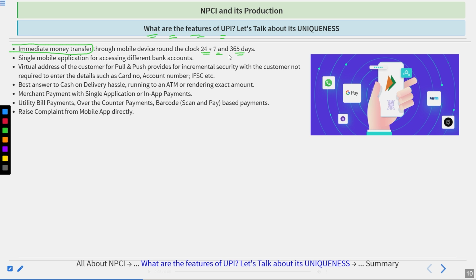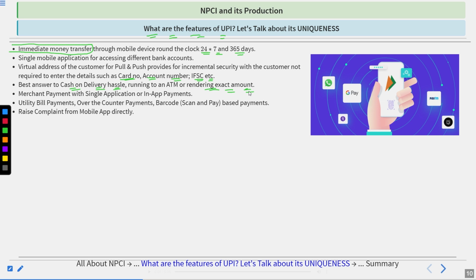Not required to enter the details such as card number, account number, IFSC, etc. Best answer to cash on delivery hassles, running to an ATM or renting exact amount. Like you can say, if you go to the ATM, then ATM always asks you to withdraw the money in the multiples of 500. But through UPI, you could pay the amount virtually without using the ATM.